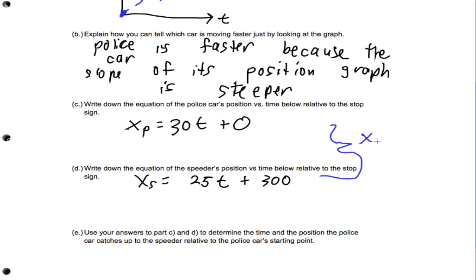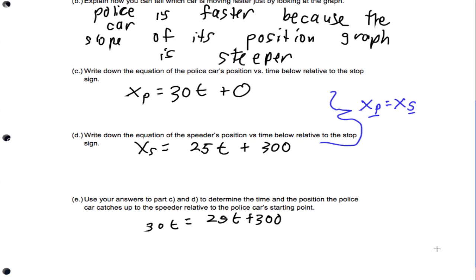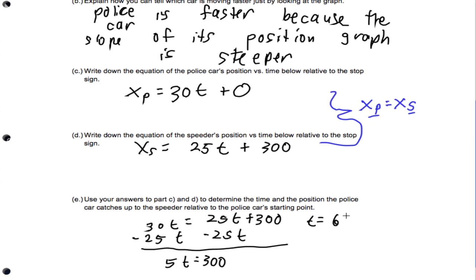they meet at the same position. If they meet at the same position, the way you express that mathematically is that the position of the police car is the same as the position of the speeder when they meet. So you set those two things equal to each other, and you get that 30t equals 25t plus 300. Now, I can do some math. I can subtract 25t from both sides. I'll get 5t equals 300. And finally, I will get t is 60 seconds. That is when they meet.